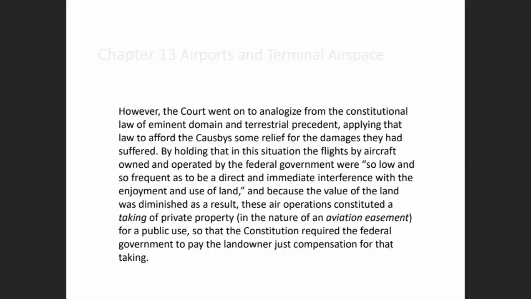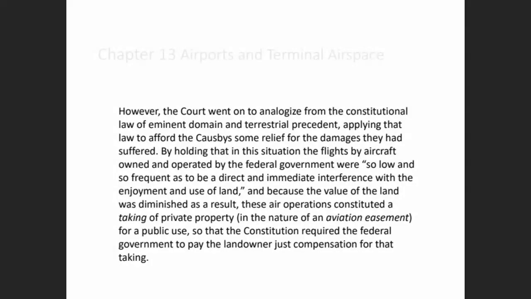The Court went on to analyze this from constitutional law of eminent domain and terrestrial precedent, and applied the law to afford the landowners some relief for damages they had suffered, holding that in this situation the flights of aircraft owned and operated by the federal government were so low and so frequent as to be a direct and immediate interference with the employment and use of the land.